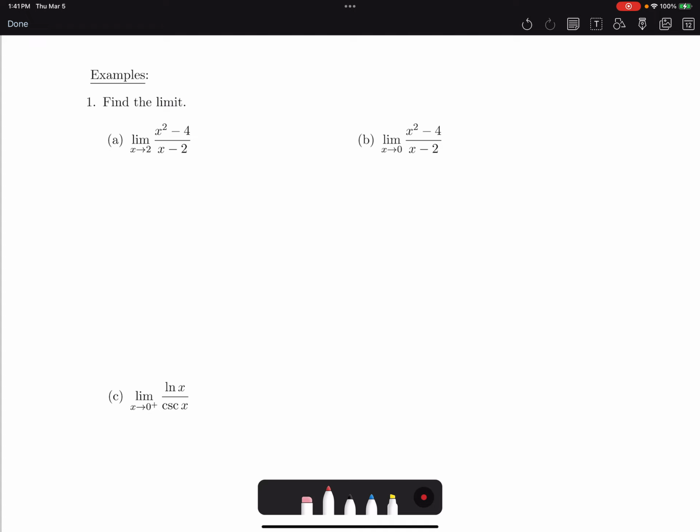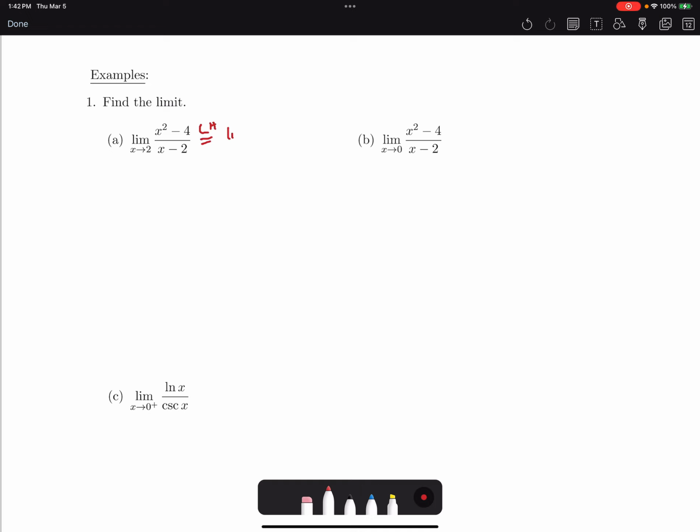We're supposed to find the limit as x approaches 2 of x squared minus 4 over x minus 2. Now, don't get carried away. Don't get into the bad habit of applying L'Hopital right off the bat every time you encounter a limit. Sometimes it applies and sometimes it doesn't. In part A, if we plug in 2, we get 4 minus 4 over 2 minus 2. That's 0 over 0, so L'Hopital's rule does apply here.